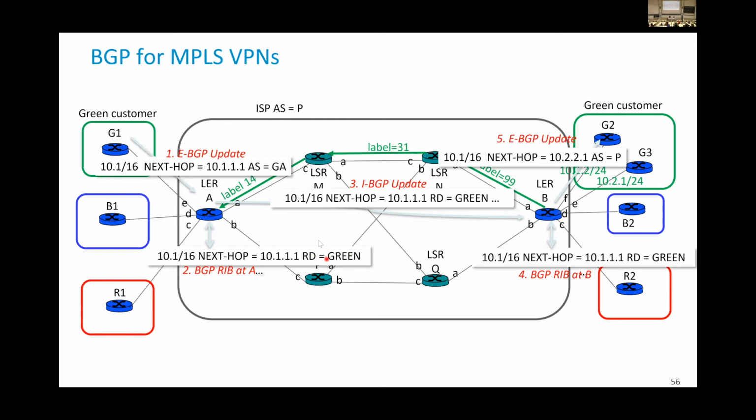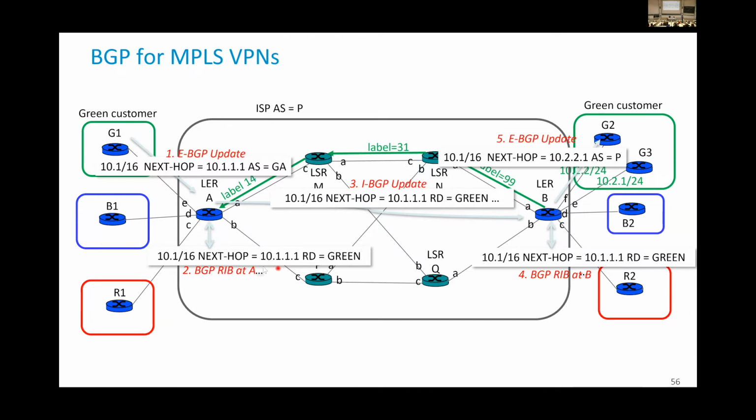So here, the route distinguisher green, of course, you need to configure your BGP router here to say everything that comes, for example, from AS GA corresponds to route distinguisher green. So we have this additional attribute. And of course, there will be a similar 10.1/16 received from B1, but it will have a different route distinguisher. So it will be a different route. It will never be compared to that one.